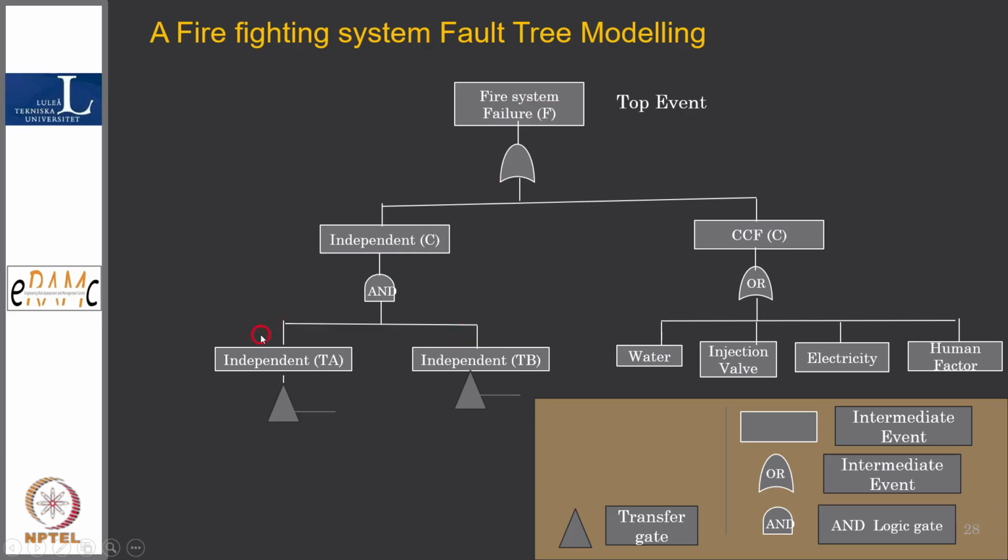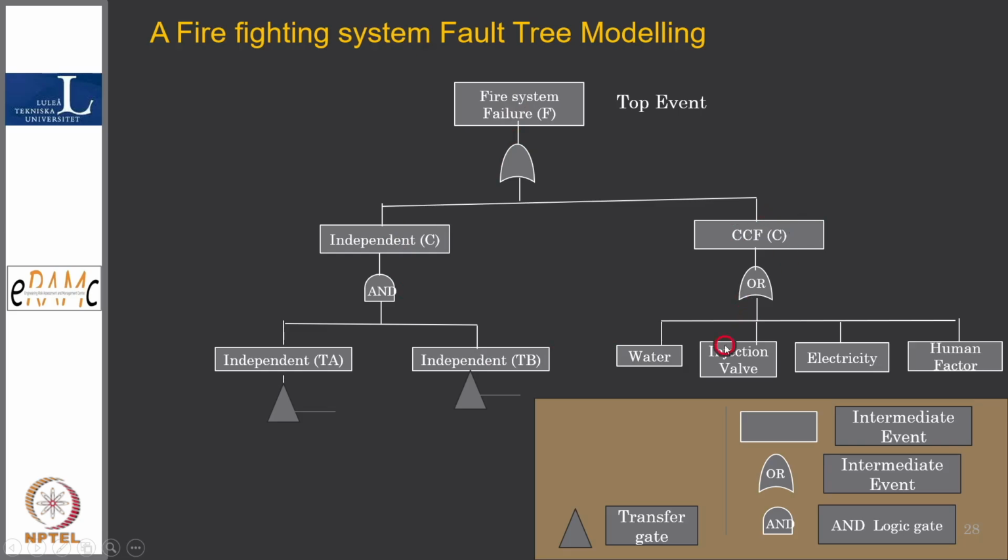But here I have given the redundancy in the system. The way in real time we had the redundancy, it has been shown over here. Now AND gate means train A and train B should fail to activate this node, and if this node is activated, then we have the event over here.